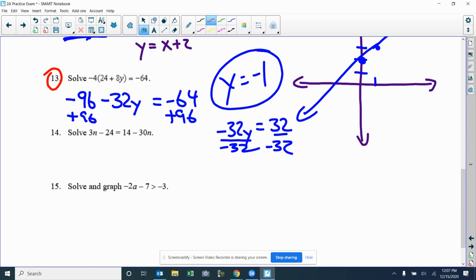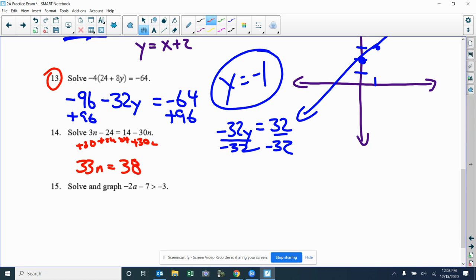All right, let's go with this guy right here. We've got to get the n's on one side. I'm going to plus 30 n's on this side. So that's going to give me 33n. And then I'm going to plus 24 on this side. And that's going to give me 38, is that right?